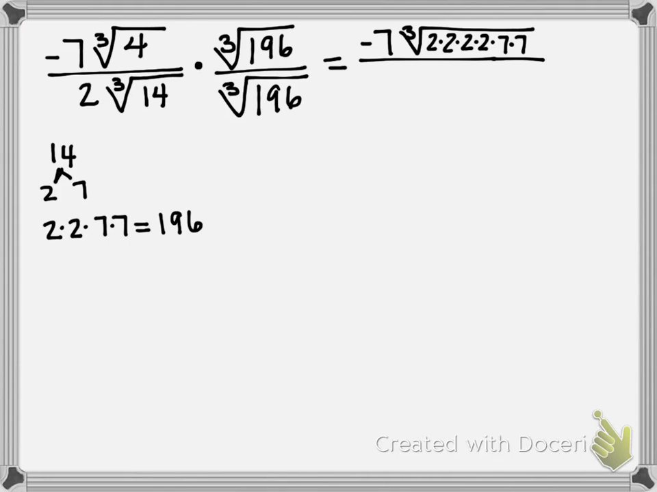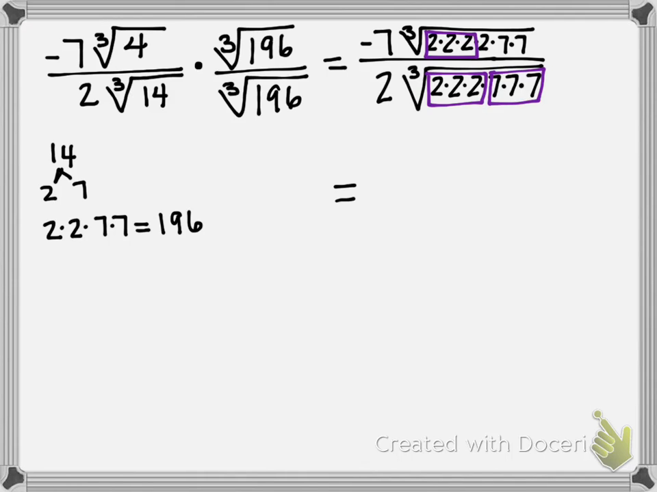2, 2, 7, 7. To join the factors of the 4, that's 2, 2. And we do the same thing on the bottom, the factors of 14 with the factors of 196, and we have the following. As a result, remember, in this particular problem, we are looking for groups of 3s. And here we have it.